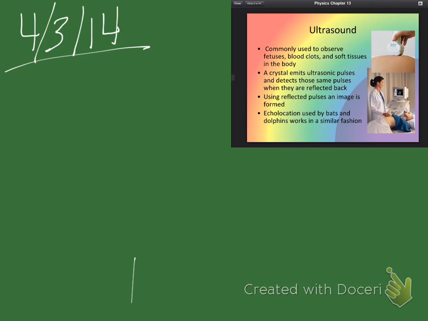The reflected pulses form a picture in terms of how distant from the source of sound the object is, and they bounce back and you actually get a three-dimensional image. And this is exactly the way that dolphins and bats locate stuff.